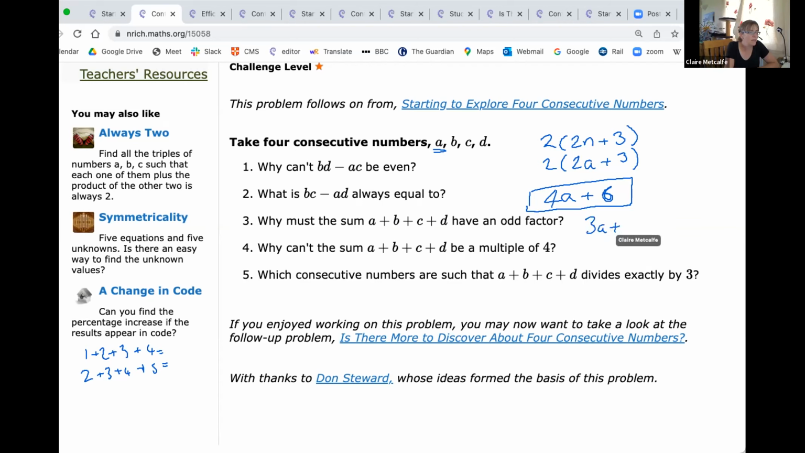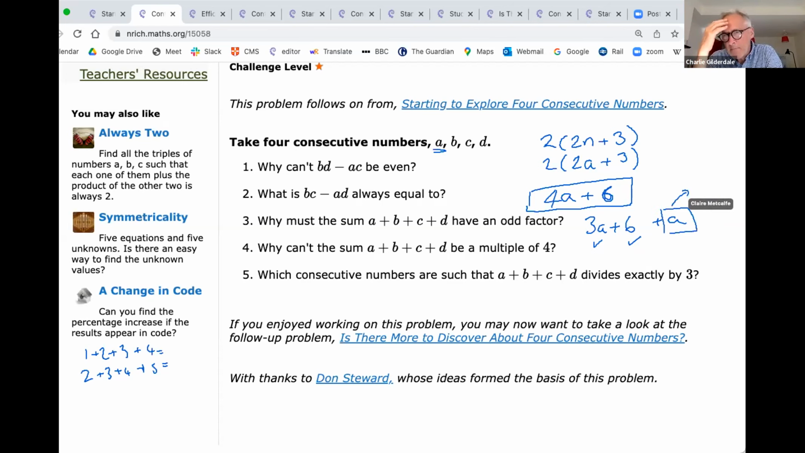3a plus 6 plus another a. Yeah, so I've sort of decomposed the 4a. Now I know that 3a plus 6 is going to be a multiple of 3 because it's 3 lots of a plus 2. So I need the a to be a multiple of 3. And I think perhaps Wendy put that in the chat.